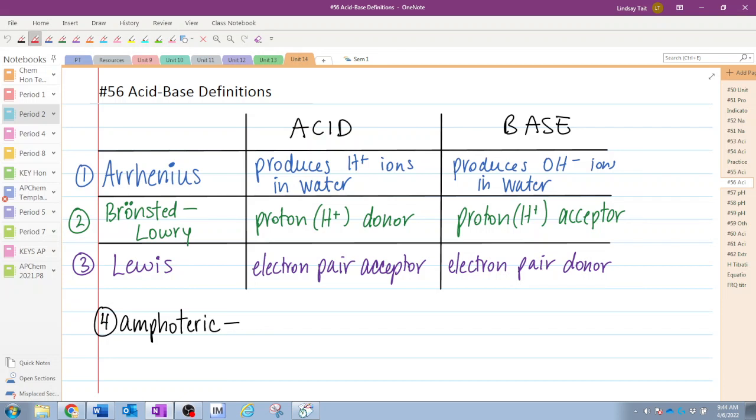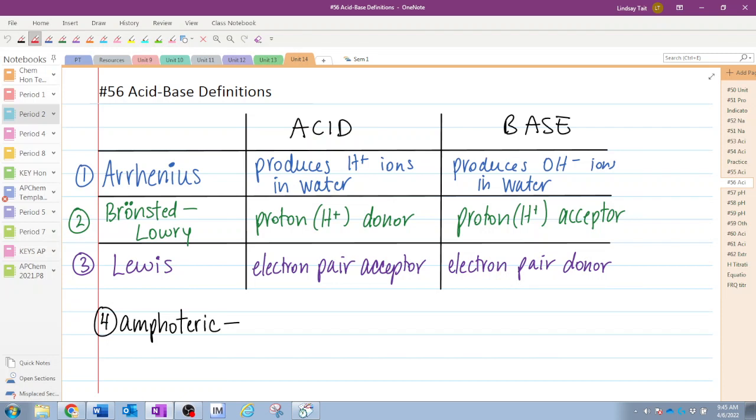So I will say, as we go down this list here from Arrhenius to Bronsted-Lowry down to Lewis, that the definitions do become bigger and bigger, meaning more and more compounds would meet these definitions. It means that we can call more things an acid and a base than if we only stuck with Arrhenius's definitions.